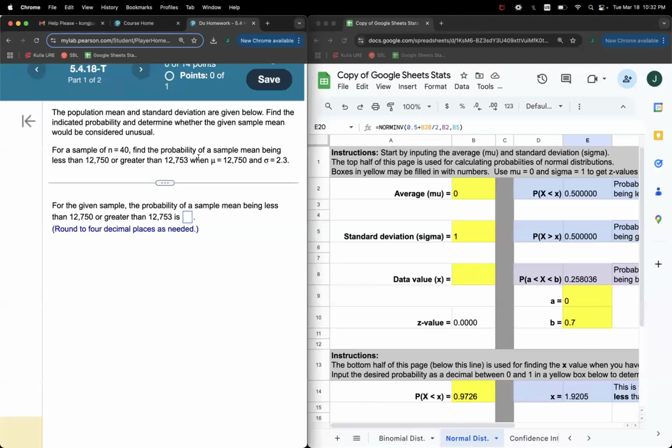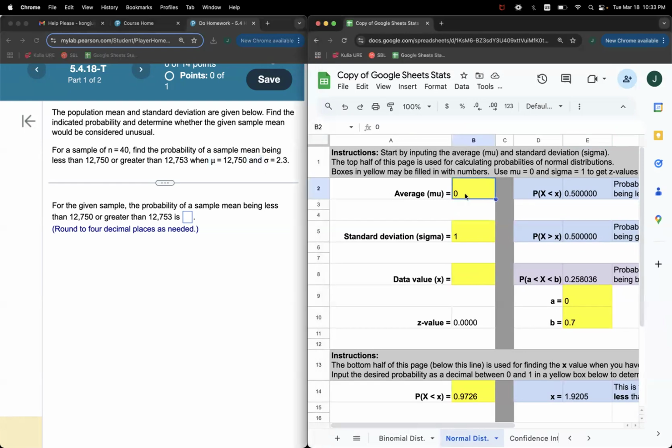Sample size n equal to 40. Find the probability of a sample mean being less than 12,750 or greater than 12,753 when mu is equal to 12,750 and sigma is equal to 2.3. So first, right off the bat, I notice I've got this sigma and this mu, which means I'm talking about a normal distribution as opposed to a t distribution. I don't think we got to t distributions yet. So I'm in a normal distribution. I'm going to fill in my mu as 12,750 and my sigma as 2.3.